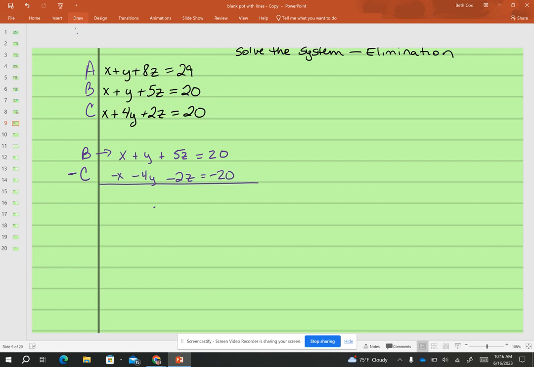And I'm going to add the equations together. That one eliminates. I'm going to have a negative 3y and plus 3z equals 0. I'm going to hold that. That's step 1.